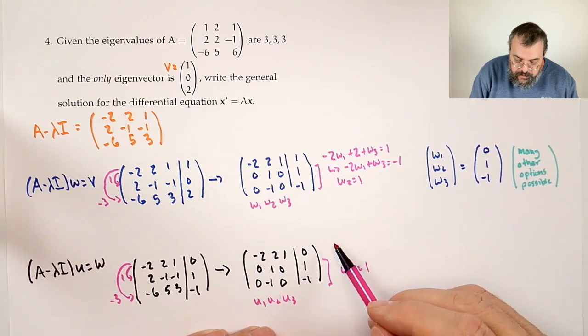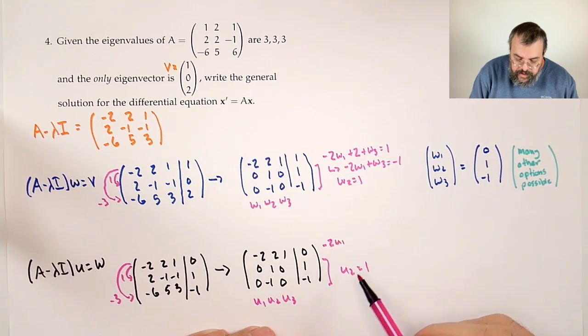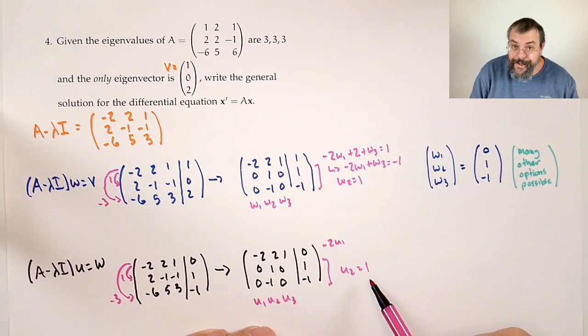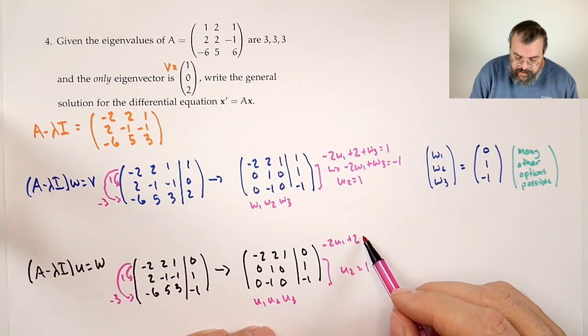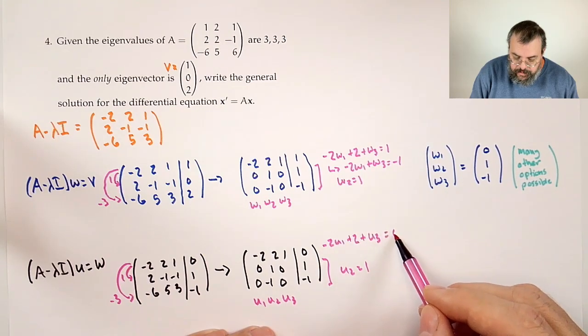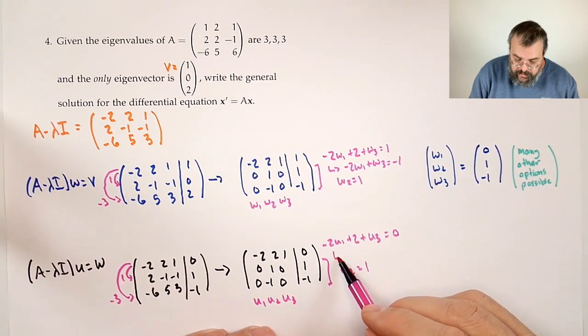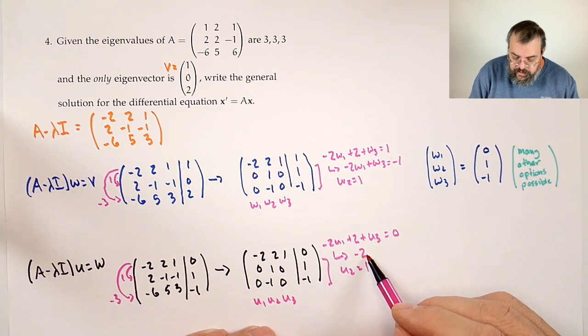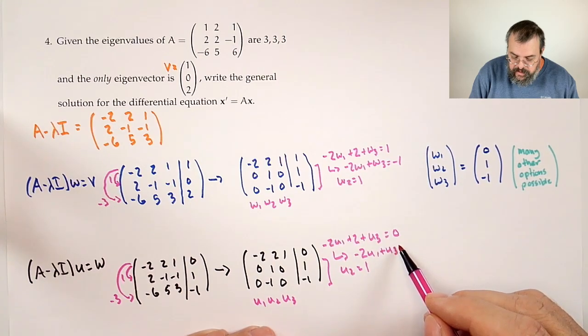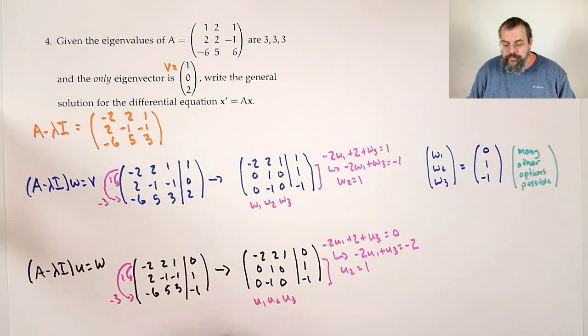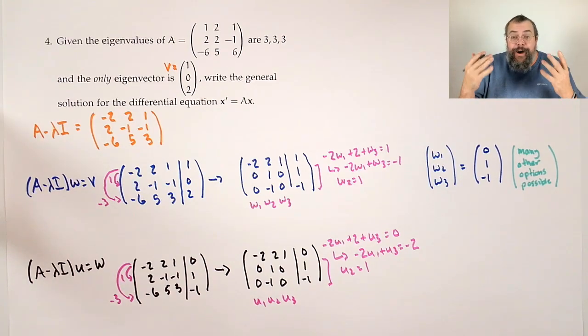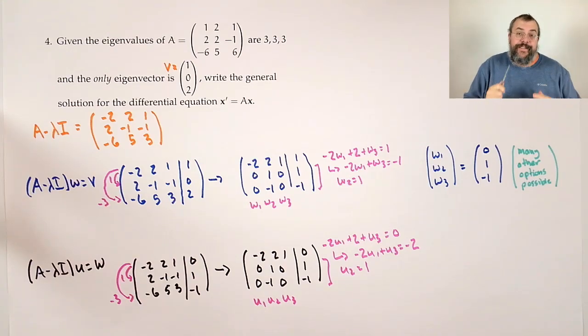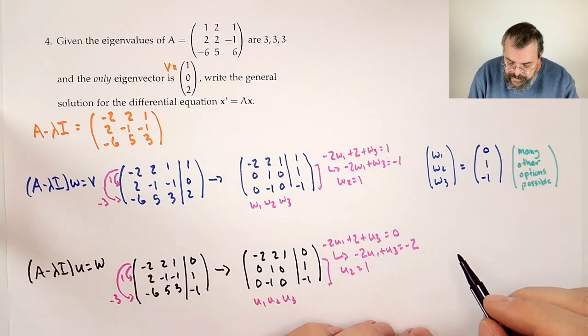Okay, and then the first equation says, well, minus 2u1, 2u2, but u2 is 1, so plus 2, and then plus u3 has to equal 0. So we could say minus 2u1 plus u3 is equal to minus 2. And now we just have to say, is there some nice, easy choice of u1 and u3 that satisfies it? And we have options. There's lots of options. We'll always have lots of options. If you don't have lots of options, mistakes were made. But the good news is we have options here.